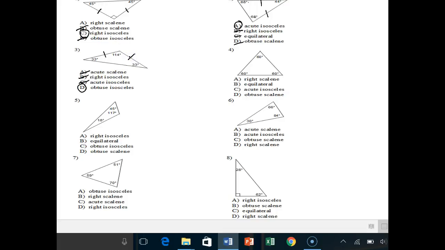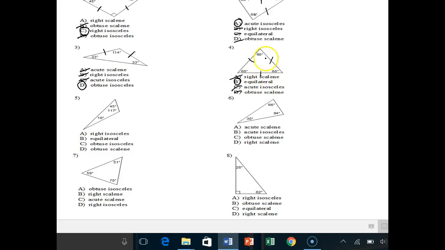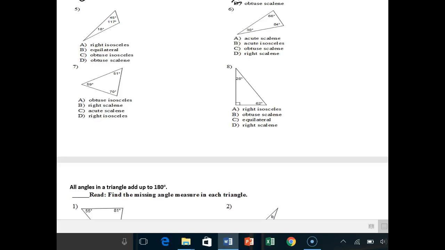Number four, if all the angles are equal, that means all the sides are equal. So we have an equilateral triangle. You could even go as far as saying that's acute equilateral, but it is not acute isosceles because you have all three sides equal. If all the angles on the inside are equal, all the lengths are equal. I will do one more with you, and that's number 8. I have a right angle here, so automatically I cross off anything that doesn't say right. Notice the angles are all different. That means the sides are all different, so it's a right scalene.